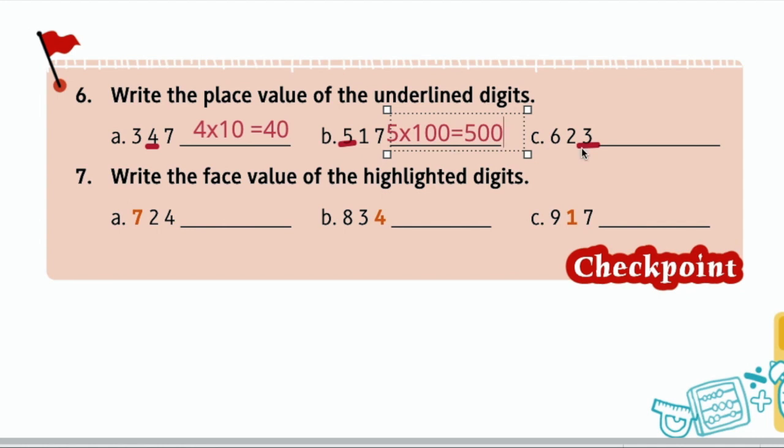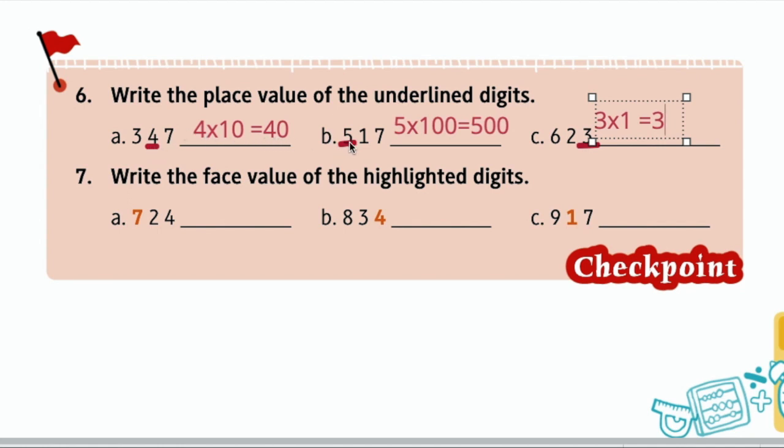C, 623. 3 is in ones place and 2 is in tens place and 6 is in hundreds place. They have underlined 3. So 3 is in ones place. So here we have to write 3 into 1, which is just 3. So, place value, you have to write the value of this digit. Suppose here they have underlined 4. The value of this position is tens. So, 4 into 10 is 40.